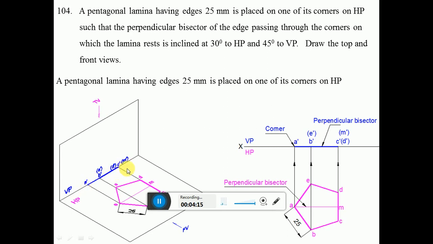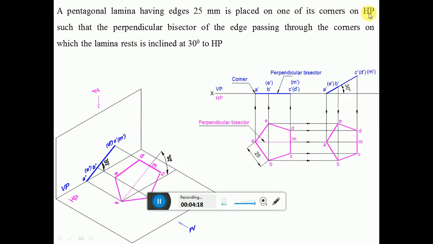In the next position, the lamina is placed on one of its corners on HP such that the perpendicular bisector of the edge passing through the corner on which the lamina rests is inclined at 30 degrees to HP. Now initially it is parallel to HP. Since it is resting on one of its corners, I am resting on A dash. It is rotated such that it is inclined at 30 degrees to HP. So you draw a line at an angle of 30 degrees and measure the length from A dash to C dash. With A dash as center, cut an arc on this. Then with A dash as center, measure the length between A dash and B dash using a compass and cut an arc on that 30 degree line.